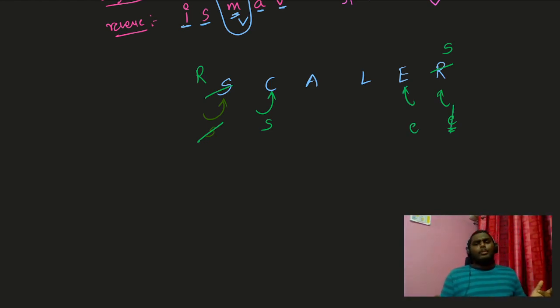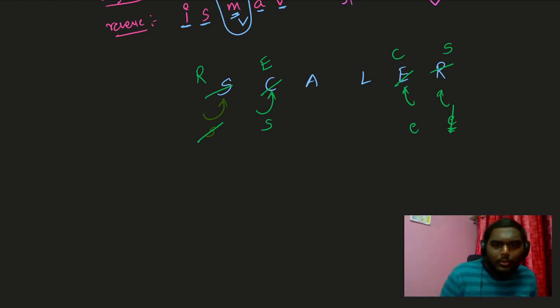Now again what we need to do? We need to swap this E and C again. So we'll replace E here, then we'll replace C here. Now again what we need to do? We will increment our start and we will increment our end. So our start will be pointing to this and our end pointing to here.